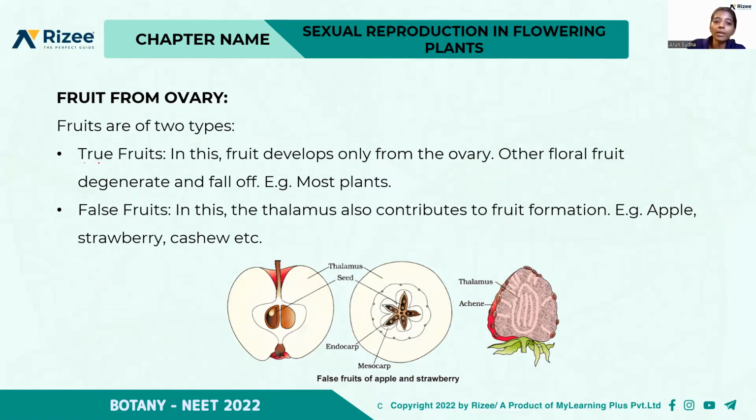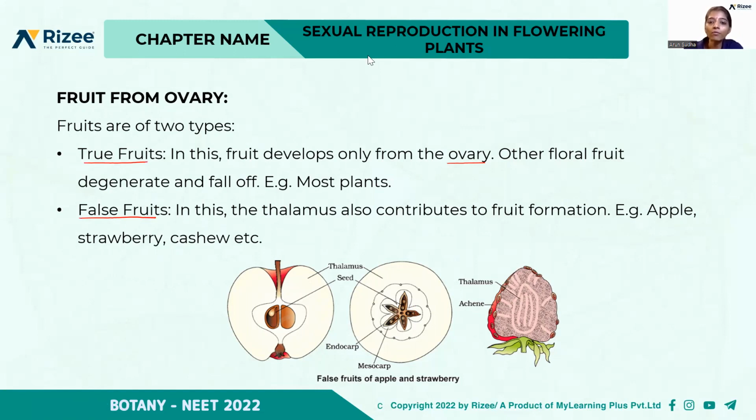So what do you mean by a true fruit? If only the ovary develops into a fruit, it is a true fruit, and all other floral parts other than the ovary will degenerate and fall off. This is the case in most plants: the ovary develops into a fruit. So those fruits are called true fruits.